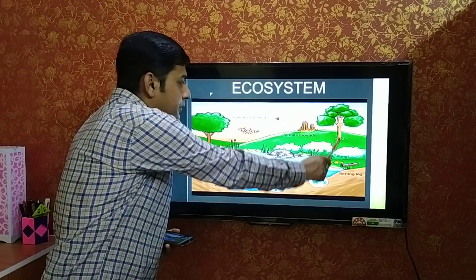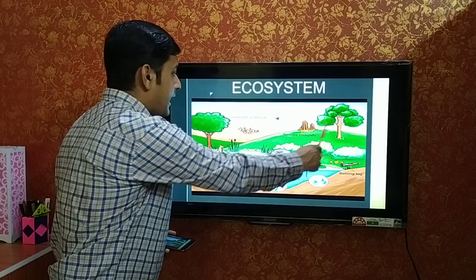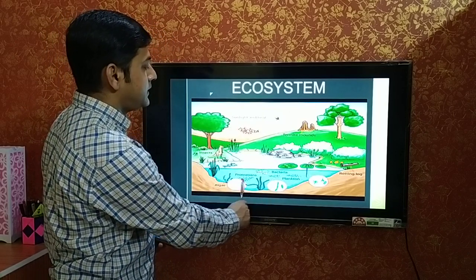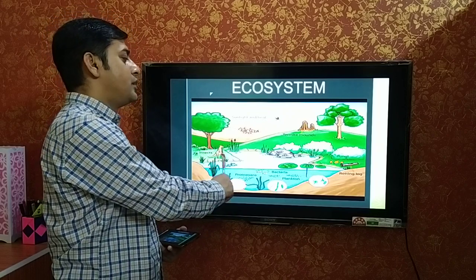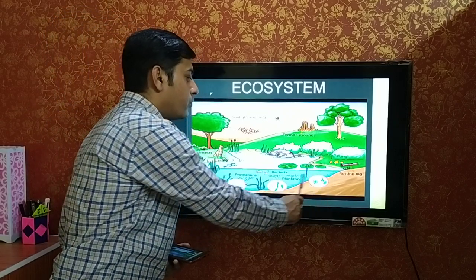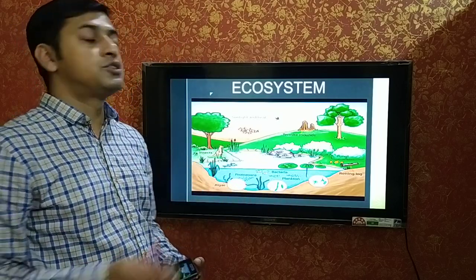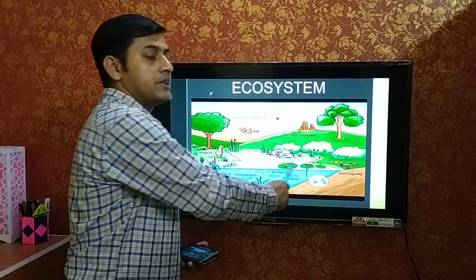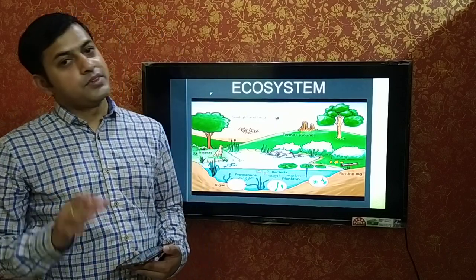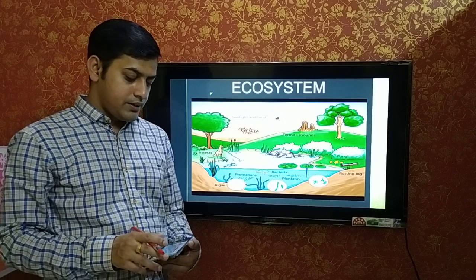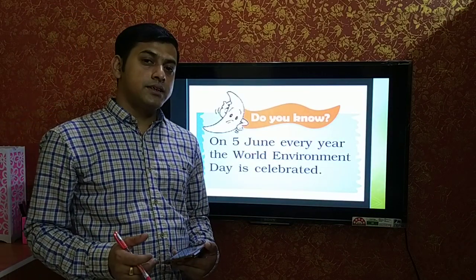Here is a picture of an ecosystem. You can see the sun, the plants, the land, the bacteria, the plankton, the protozoans, the algae, the insects, the animals, the rocks, the water, the entire thing. They are dependent on each other as well as related to each other. So this is called an ecosystem. Is it clear?